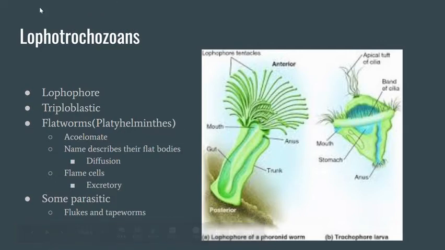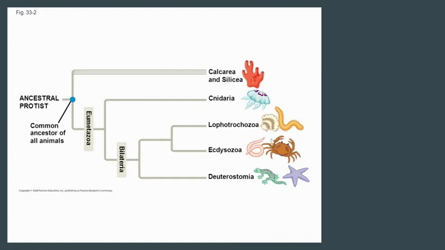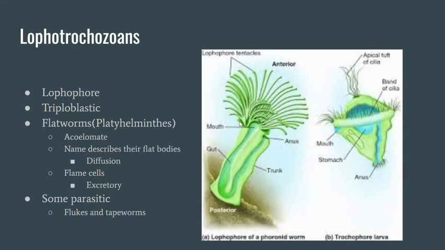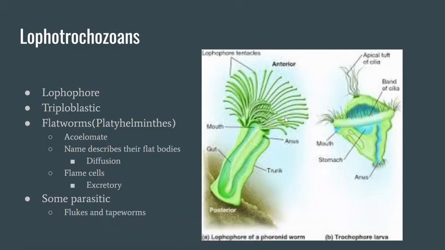The next group we have is the Lophotrochozoans, as you can see right here. They're named after a structure that can be found on some but not all of their species, which is called a lophophore, which is this right here. You can see these tentacles. They can siphon water into their mouth.